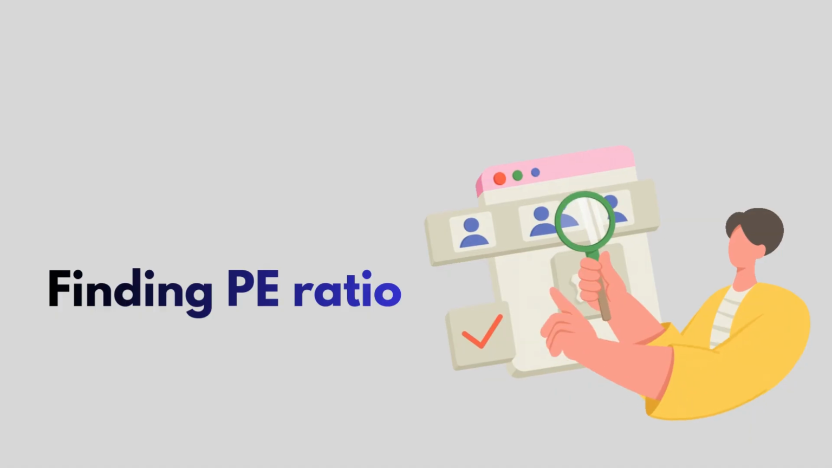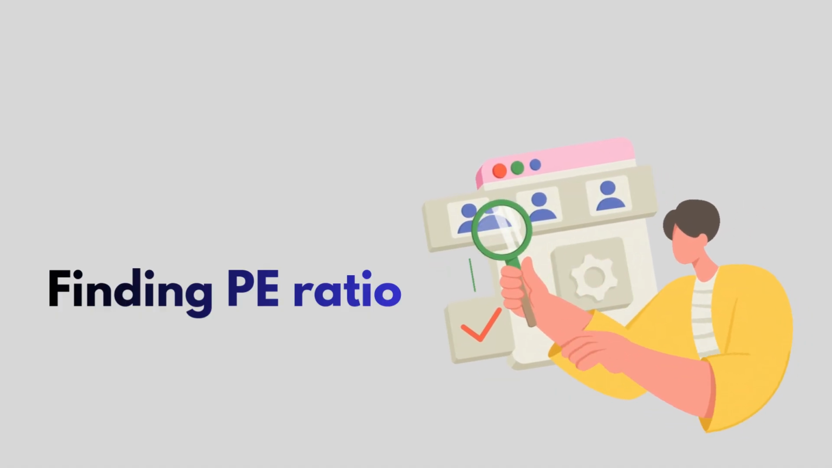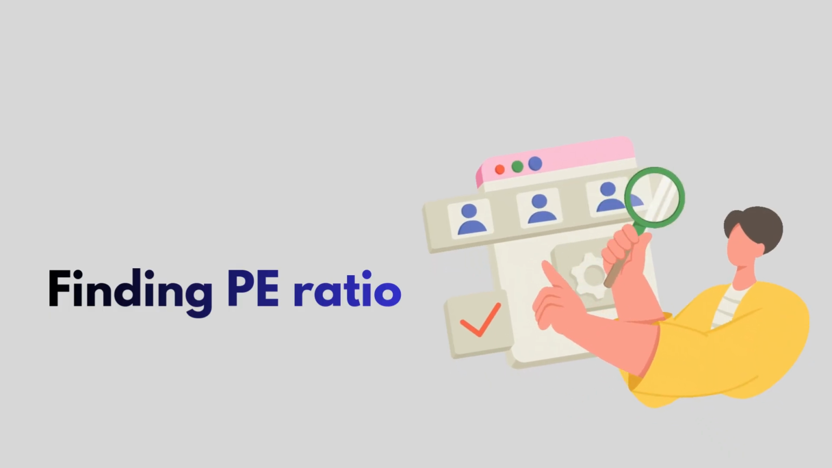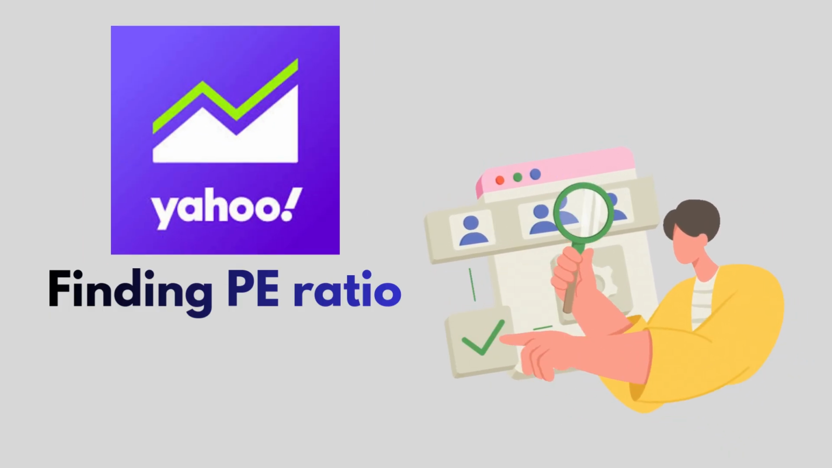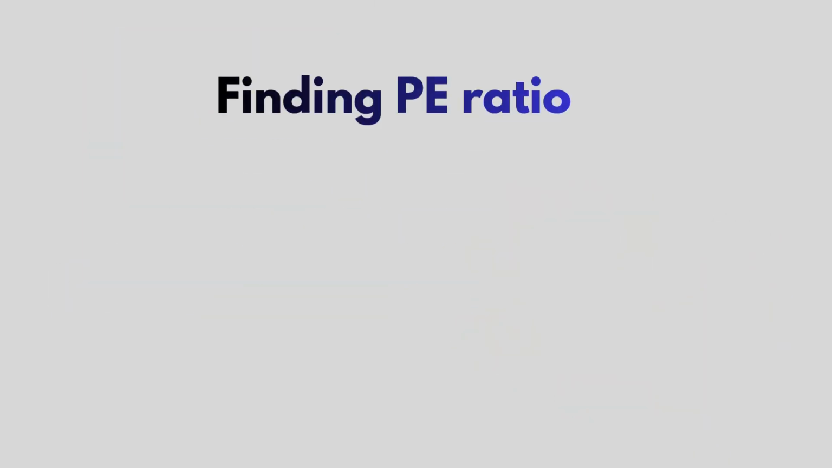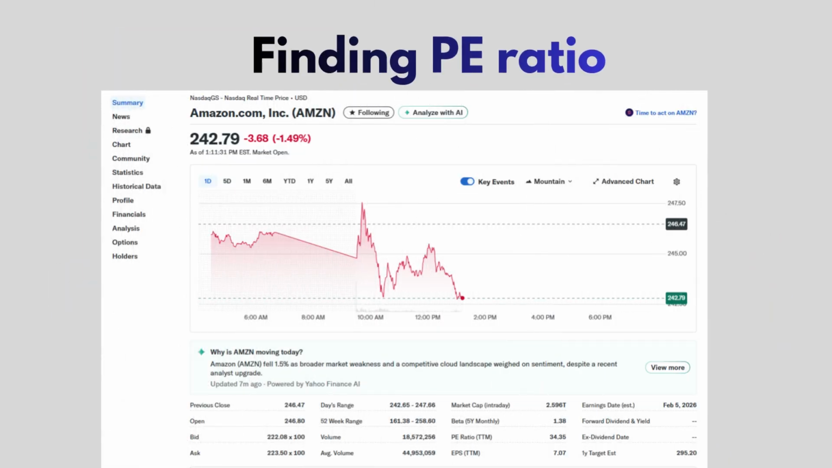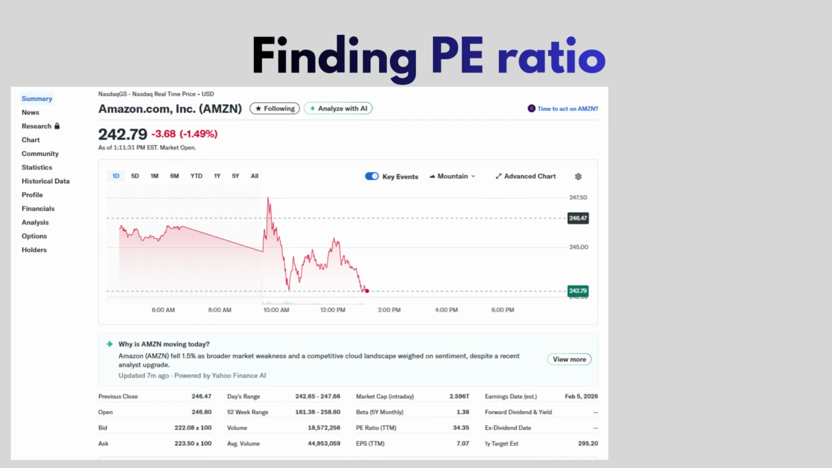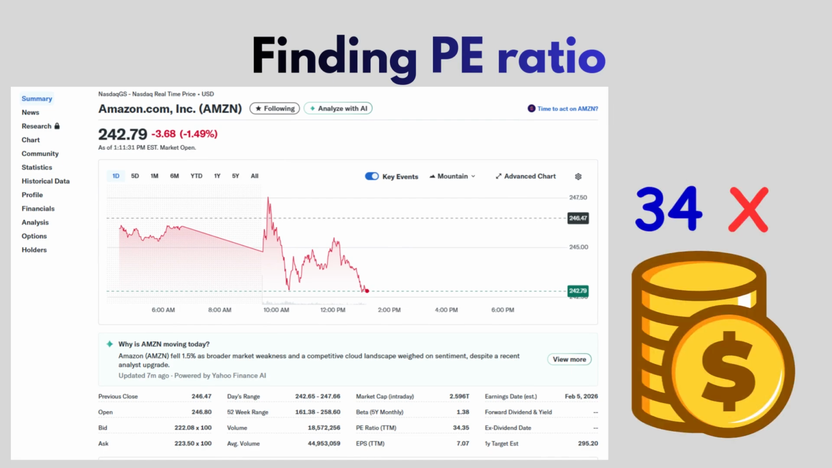Finally, let's look at where you can find a stock's PE ratio without doing the calculations yourself. One of my favorite platforms for stock data is Yahoo Finance, though any reliable financial website will work. If we pull up Amazon on Yahoo Finance and look under the Summary section next to the price chart, we can see the PE ratio listed there. At the moment, it shows a PE ratio of around 34. That means if you were to buy shares today, you'd be paying about 34 times the company's annual earnings.